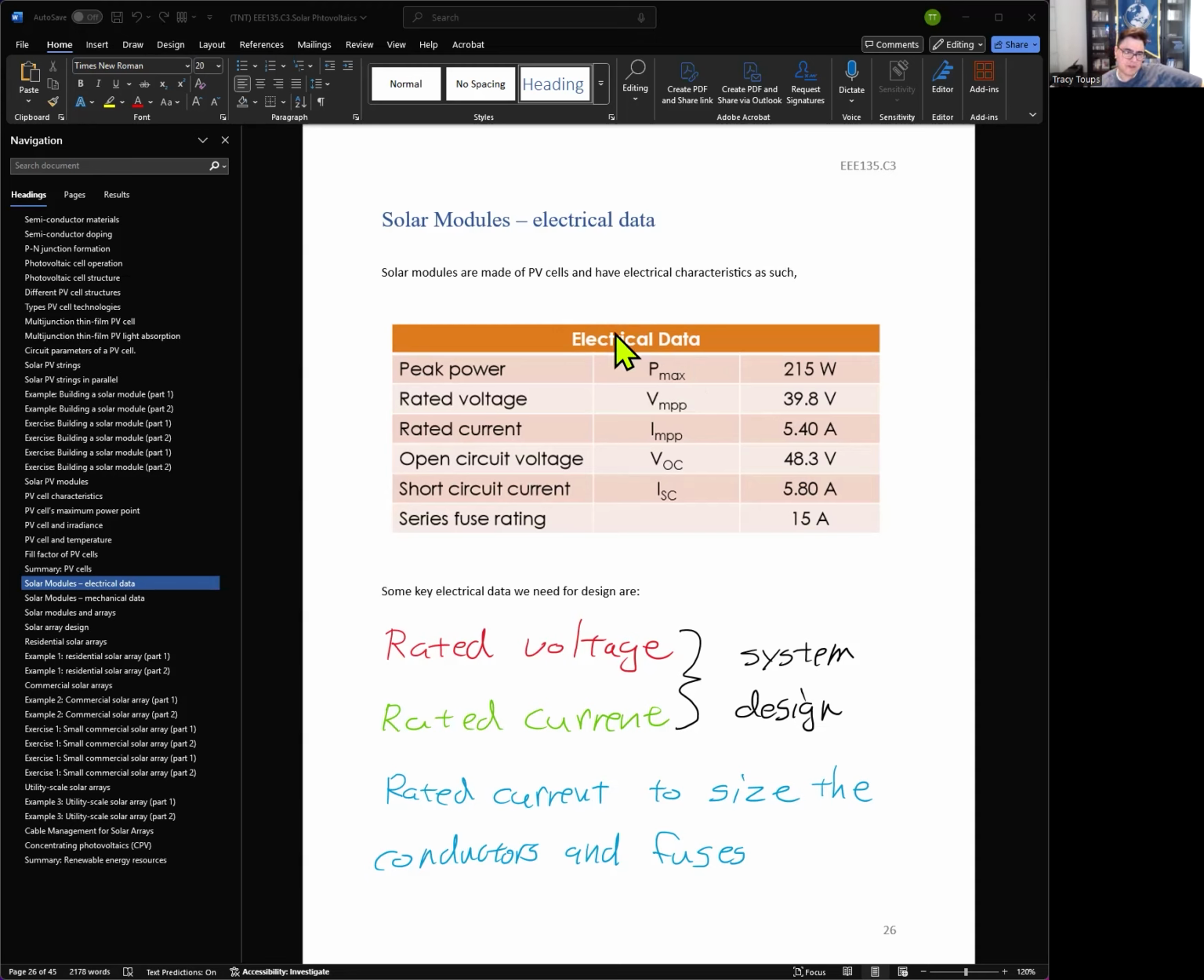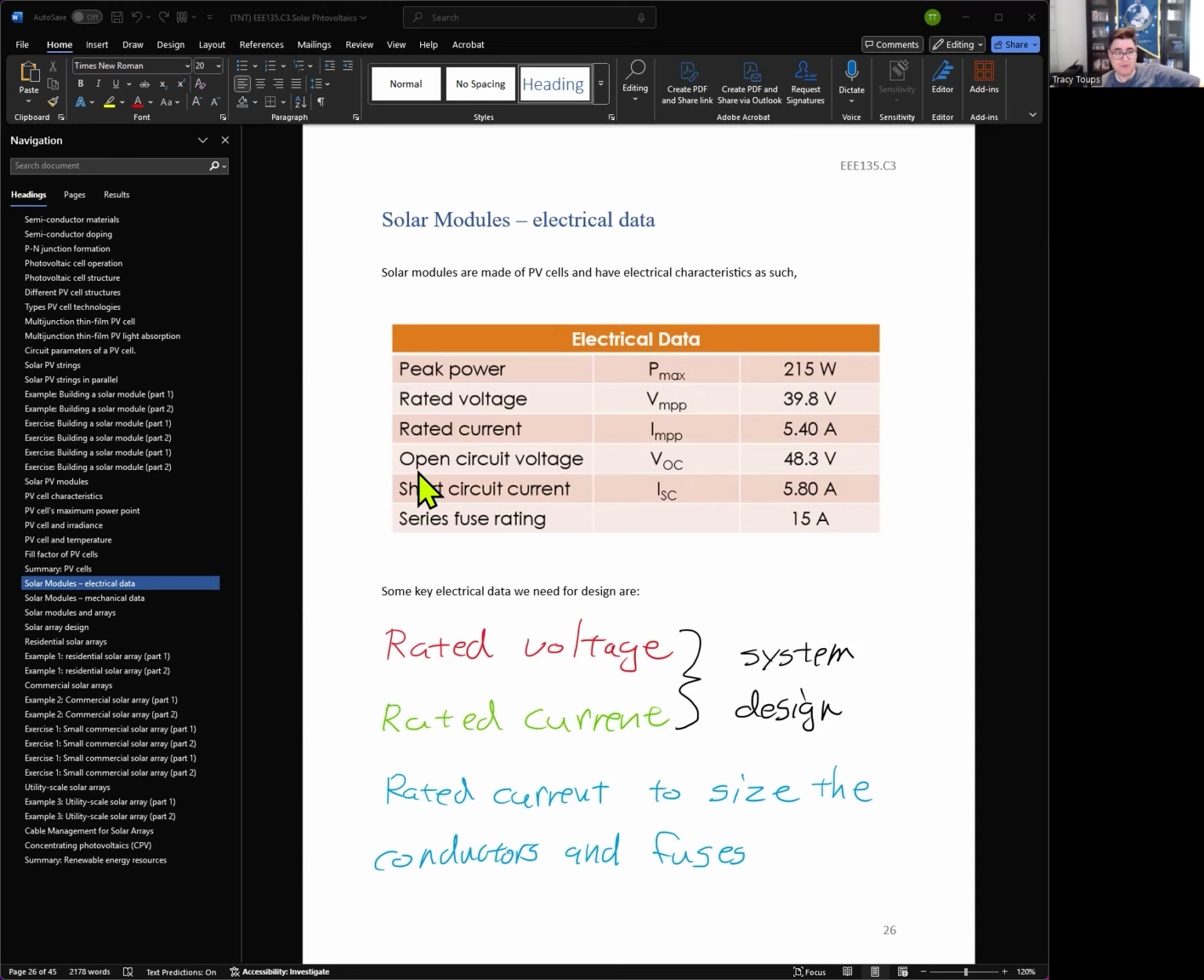So the key aspects you would use for the electrical data, because we're doing electrical design, will be the peak power. This is P max. This particular PV module they use as an example in the book is 215 watts. The rated voltage, at the maximum power point, is 39.8 volts, so it's almost 40 volts. Rated current for the whole setup is 5.4 amps. So obviously you have some cells in parallel, some in series to make this 39.8 volts and 5.4 amps.